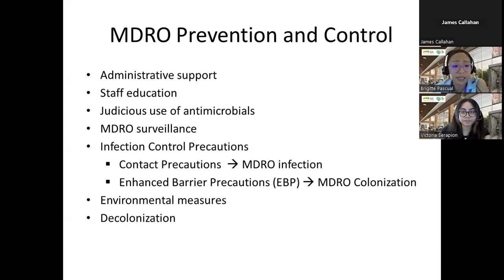Infection control precautions: utilize contact precautions for MDRO infection, and enhanced barrier precautions for MDRO colonization. Enhanced barrier precautions are an infection control intervention designed to reduce transmission of resistant organisms during high-contact resident care activities, and this type of precaution will be discussed in detail in session 5, prevention and control of communicable diseases. Then there are environmental measures such as cleaning and disinfection, and lastly, decolonization.